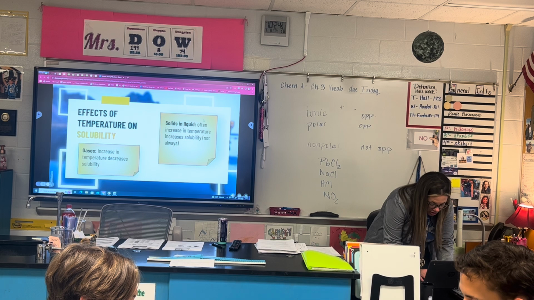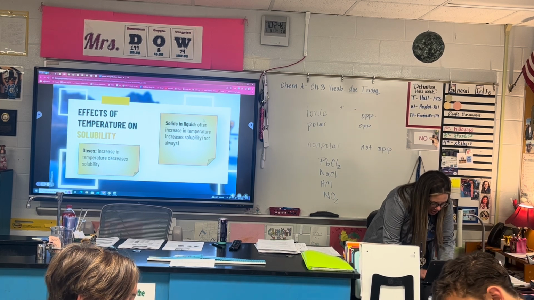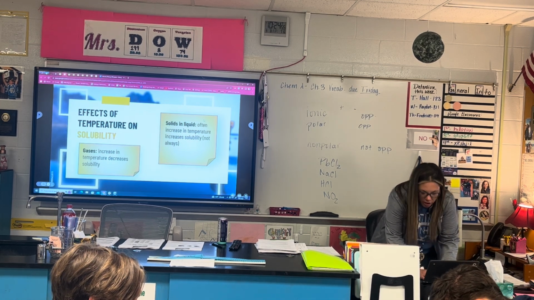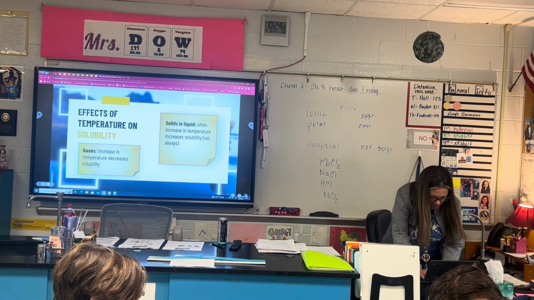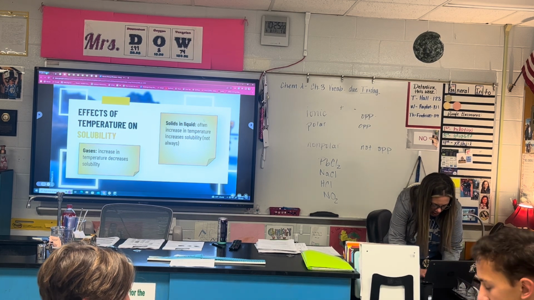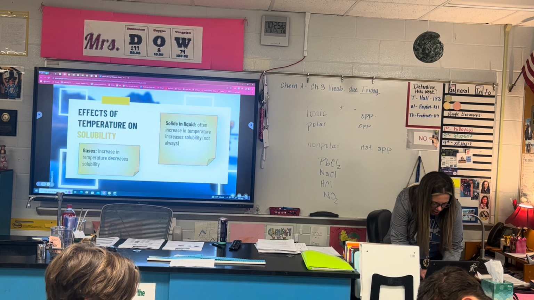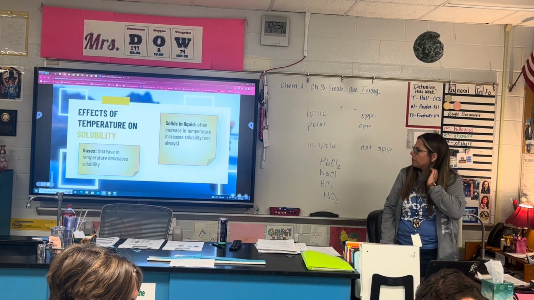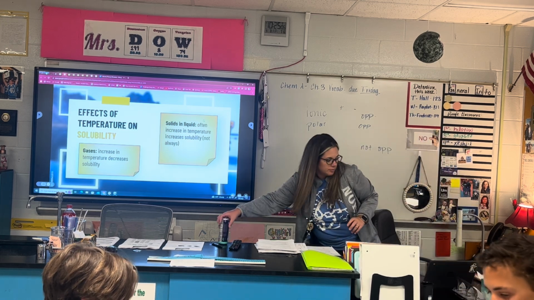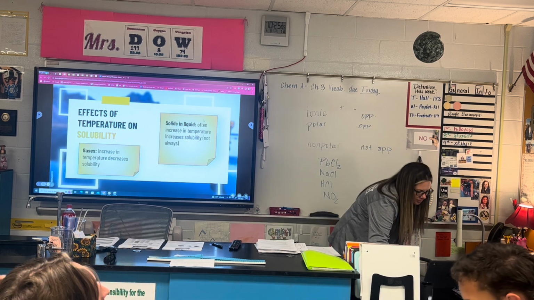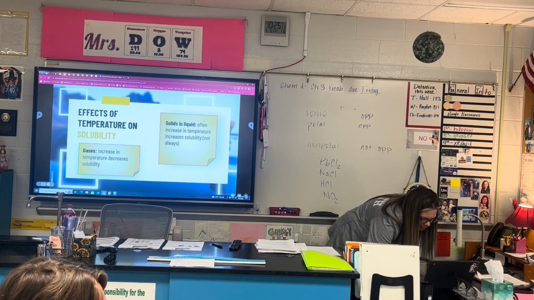Let's look it up. Increasing temperature. Florida State University says that as temperature increases, the solubility of gases decreases, as shown by the downward trend in the graph.